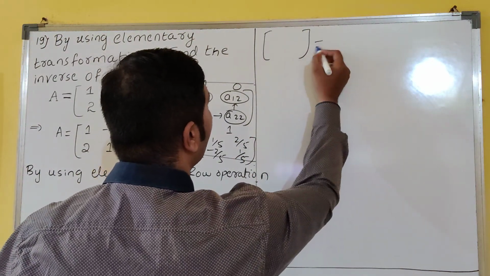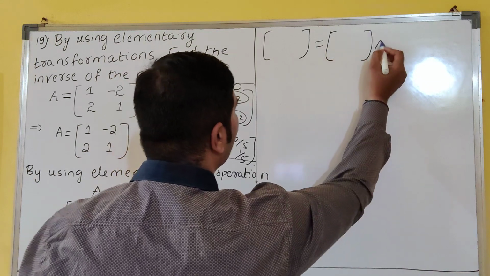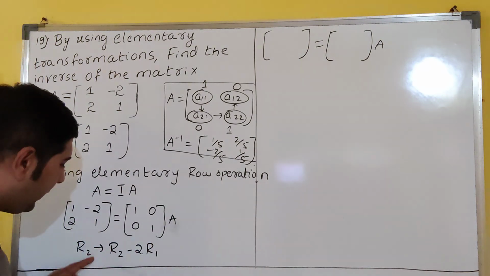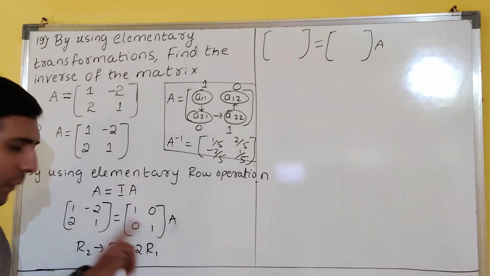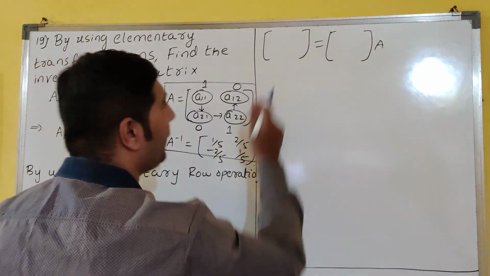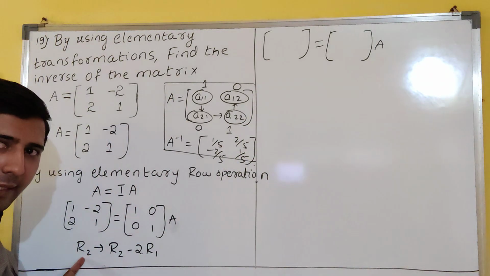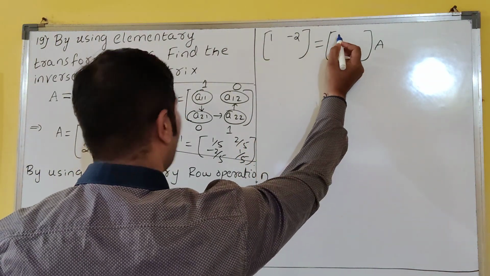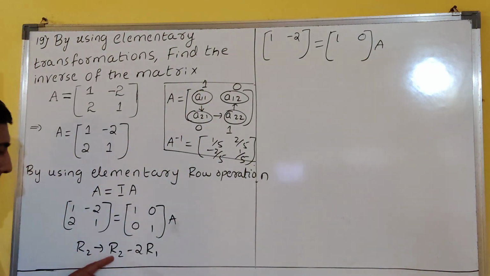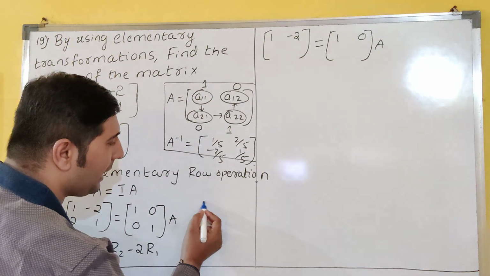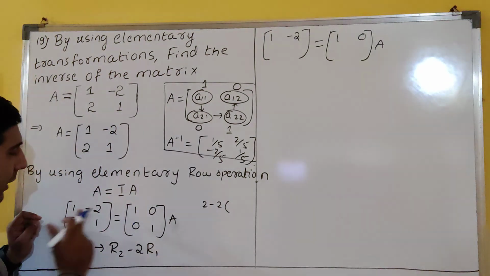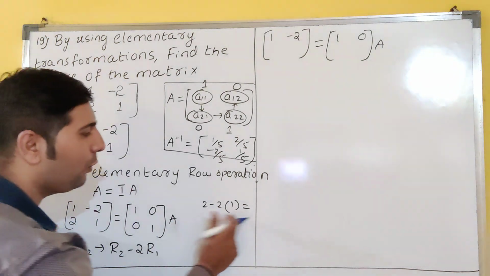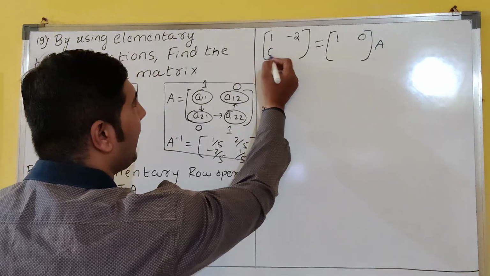And what operation will you write now, dear students? This operation is applied for each element of row 2. This operation is applied for 2, 1, 0, 1. Got it? R2 is changing here, R1 is not changing. R1 you write as it is: 1 minus 2, 1 0. Next R2 is 2, and minus 2 into R1 is 1. 2 minus 2 into 1 is minus 2. 2 minus 2 is 0, dear students. I can write it as 0.